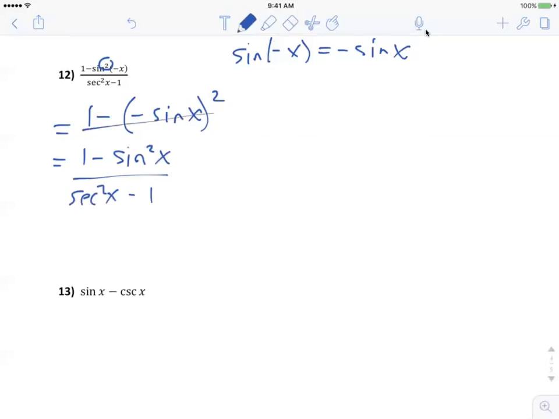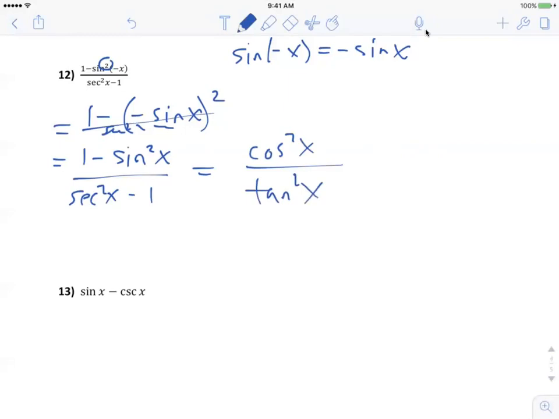That should have been there too, but I didn't write it. When I clean this up, that'll be a secant squared minus 1 down there. Okay, now I have some alternative forms of Pythagorean identities. 1 minus sine squared is cosine squared. If you go back to that first page, secant squared minus 1 is tangent squared.